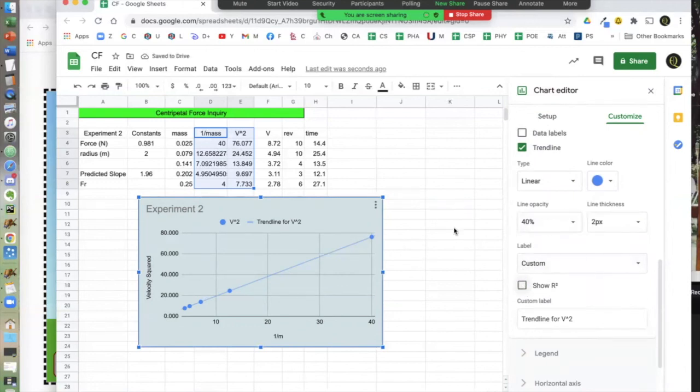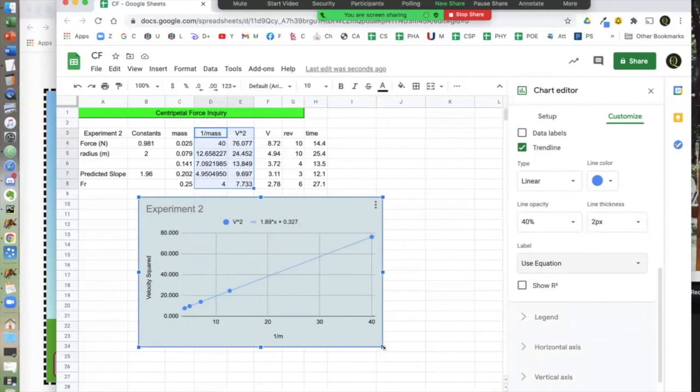Under label where it says custom, you need to use the equation. Now remember, we should have y equals mx, and we predicted y equals 1.96 times x. So here we go. Very exciting. Ooh, 1.89. Not bad, not bad. So we predicted a slope of 1.96, and we got about 1.89. Actually, there's a y-intercept right there, and we didn't predict a y-intercept, so there's a little error involved in when we clicked on the points.